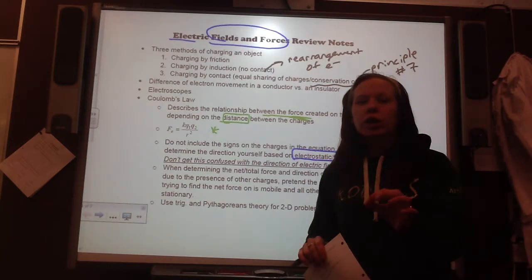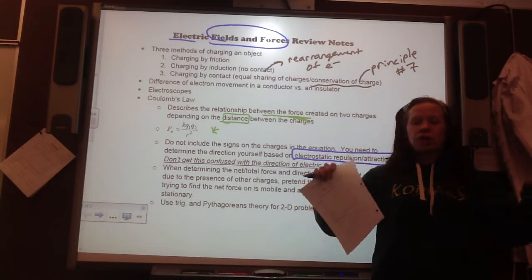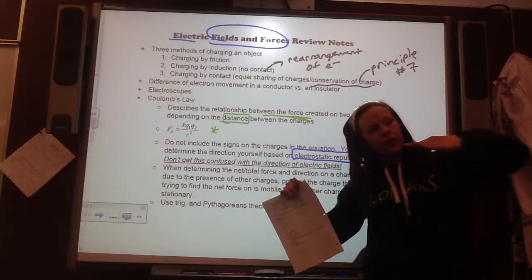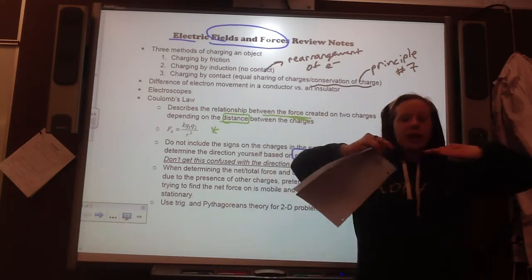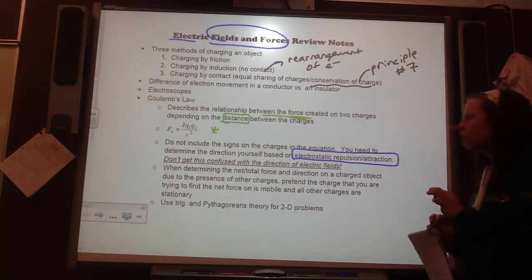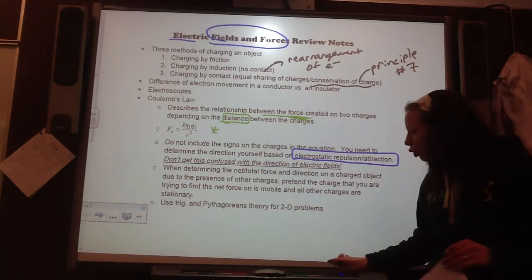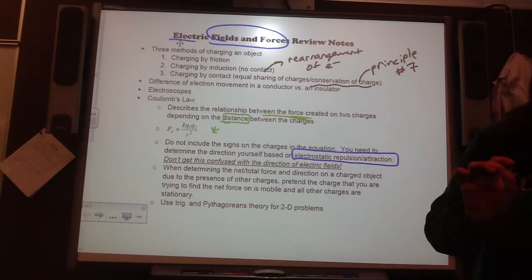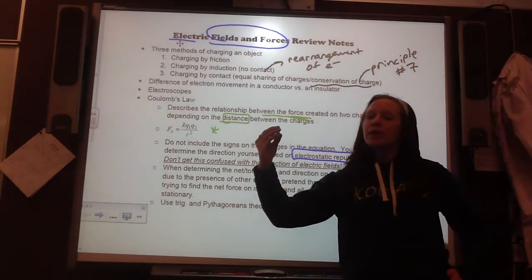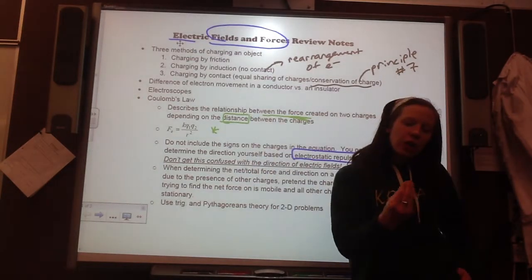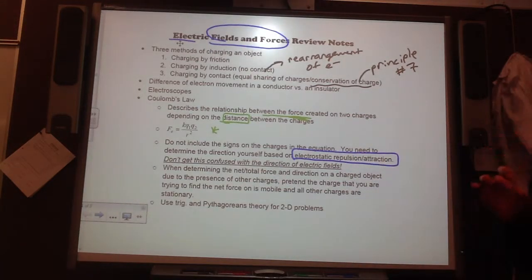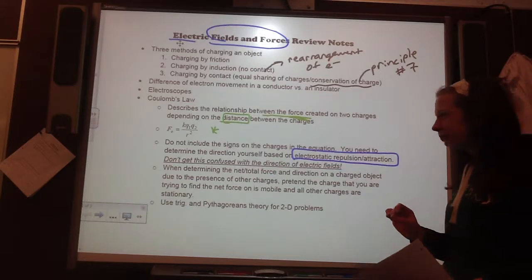So you have to look and see: this charge and this charge, if they're positive and negative, they're going to be attracted. So there's a force pulling the positive this way and a force pulling the negative this way. You need to determine yourself which way the force is going. Don't get force confused with electric field direction. The electric field can be one direction, but the force pushing or pulling the charge or the object could be in another direction, so be careful about that.